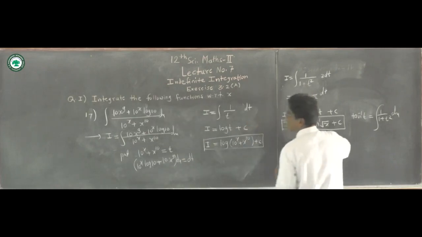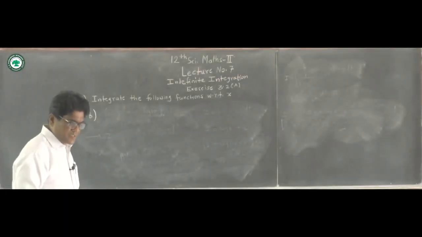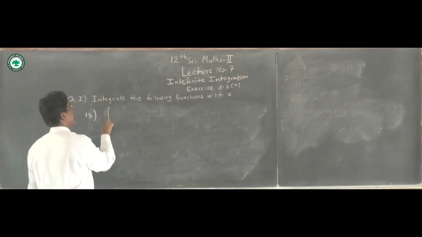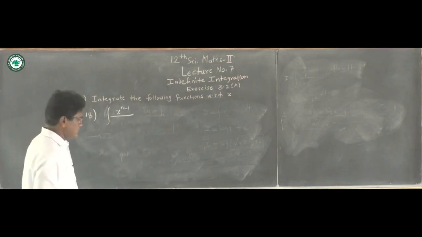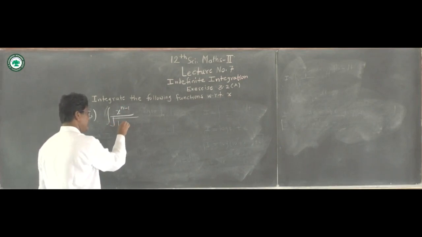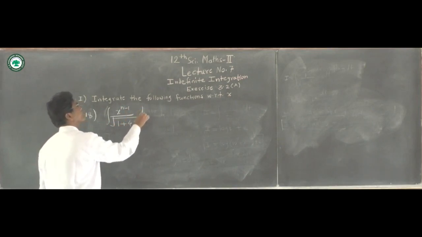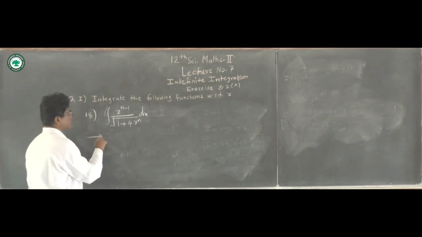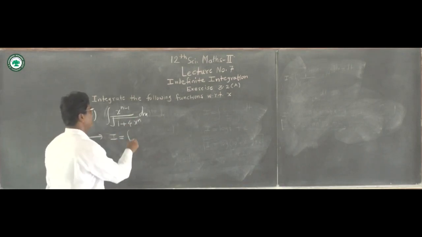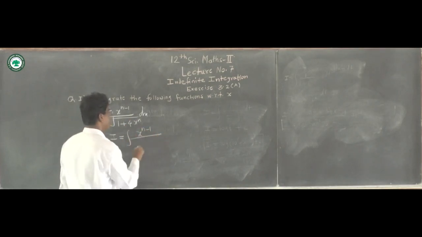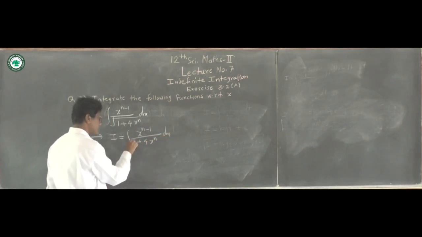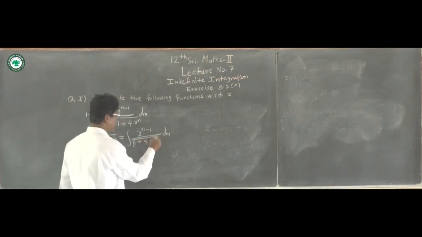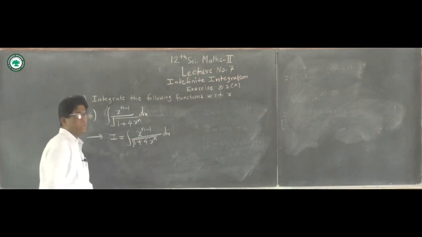Now here we see the 18th problem. Integration of x to the power n minus 1 divided by root of 1 plus 4x to the power n. Now call this as I. So let I is equal to integration of x to the power n minus 1 divided by 1 plus 4x to the power n dx, but it is in the root. So root of 1 plus 4x to the power n.